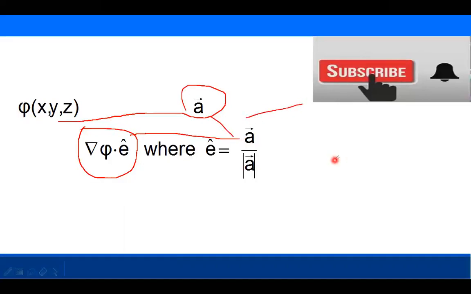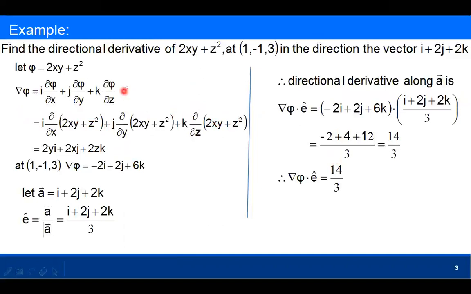So how to calculate this directional derivative? It is del phi dot e cap. Find the directional derivative of 2xy plus z square at 1 comma minus 1 comma 3 in the direction of the vector i plus 2j plus 2k. Generally, phi is any scalar point function, then del phi dot e cap. First of all you have to find del phi, which is nothing but the gradient of the given scalar point function. Now consider 2xy plus z square as some scalar function phi.